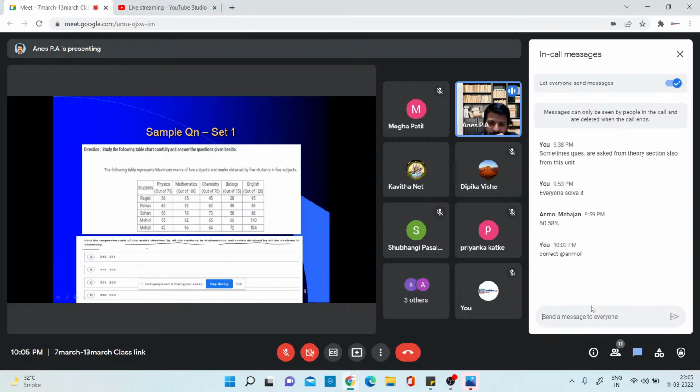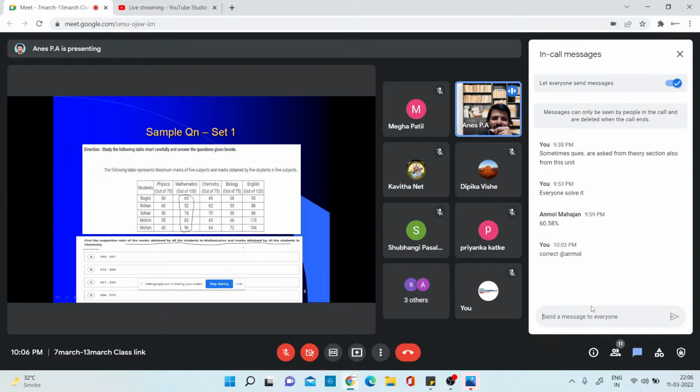Find the respective ratio of the marks obtained by all the students in mathematics. All the 5 students in mathematics. So what do we need to do first? We have to make... tell me. Find the ratio of the marks obtained by all the students in mathematics, and here it asks for the simple ratio.